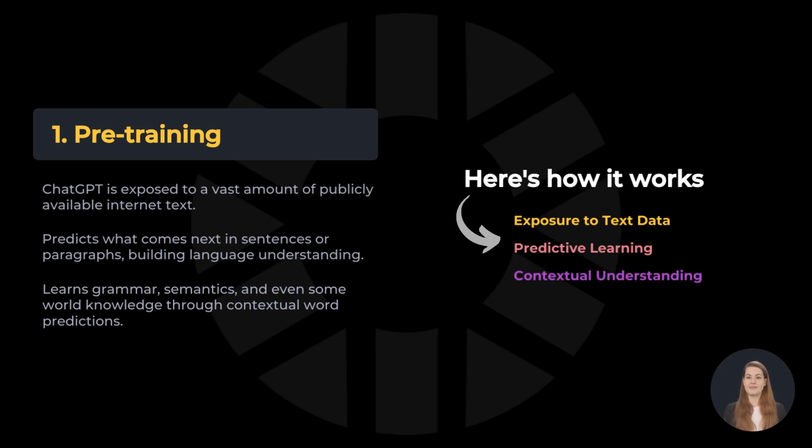Contextual understanding. By predicting words in context, ChatGPT learns how words and phrases relate to each other within sentences and paragraphs. This allows the model to understand and generate text that is coherent and contextually relevant. In summary, pre-training is all about building a strong foundation in language understanding by exposing the model to vast amounts of text data and training it to predict what should come next in a given context.